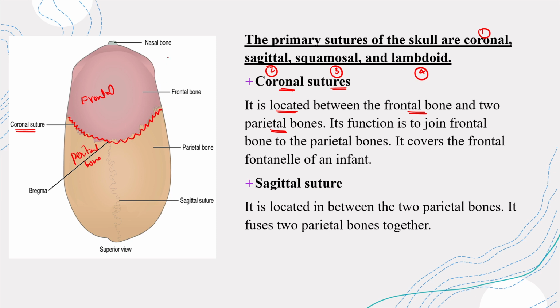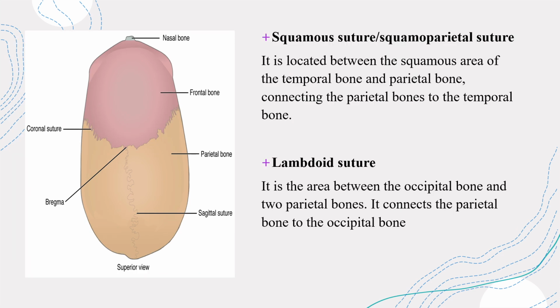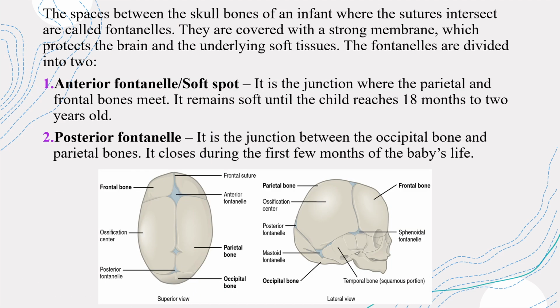Its location is in between the frontal bone and parietal bone, and its function is to join the frontal bone to the parietal bone. It covers the fontanelle in an infant. What is a fontanelle? This is the important thing I was talking about, the difference between an infant skull and an adult skull. So coronal sutures cover the fontanelle in an infant. So let's see the fontanelle first. In an infant you have the anterior fontanelle, the soft spot you can say, and the posterior fontanelle.